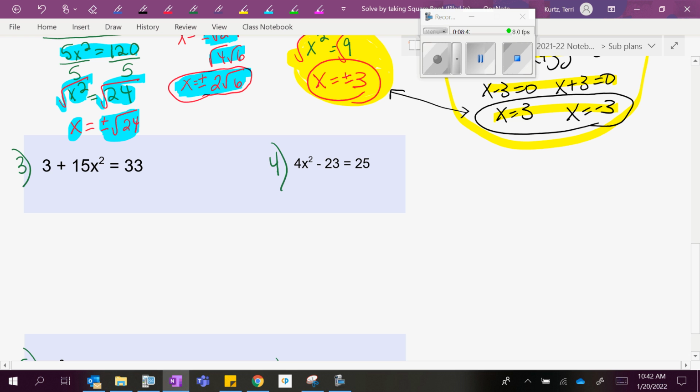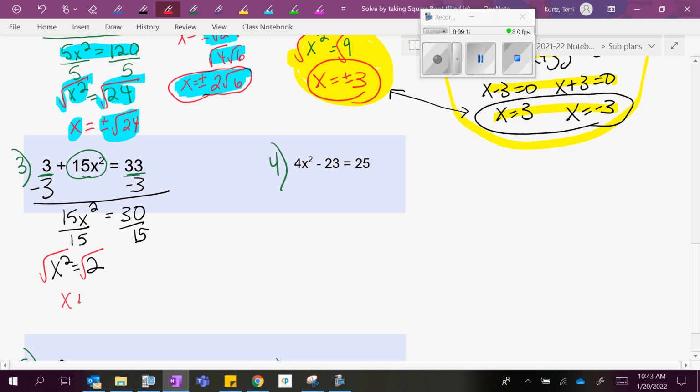Again, we look at this equation, and it has a couple extra terms, but we still notice that we only have an x squared term and numbers. So once we combine everything, we could definitely use our method. Let's work to get x squared by itself. So we subtract 3, and we get 15x squared is equal to 30. We divide by 15, and we get x squared is equal to 2. We need what x is equal to, so we take the square root of both sides, and we get x is equal to plus or minus radical 2. And again, we cannot simplify that any further, so we're good.